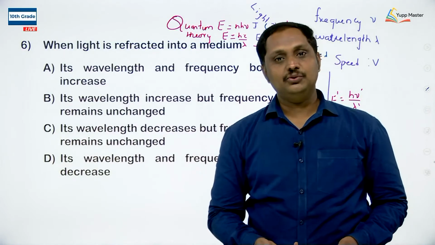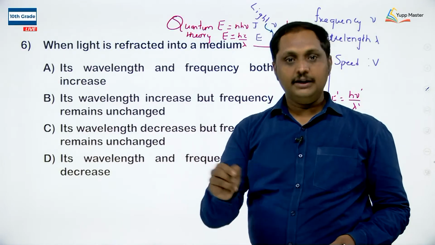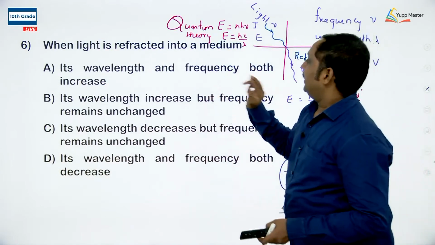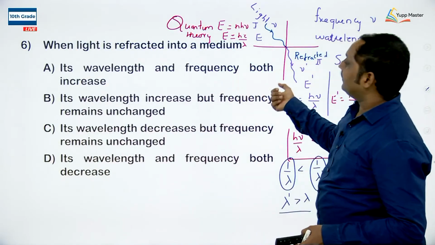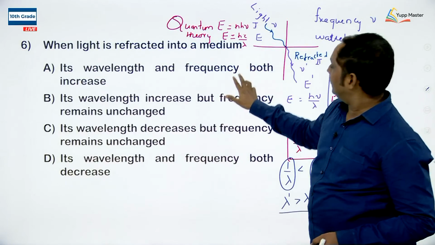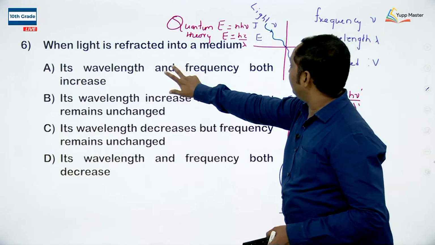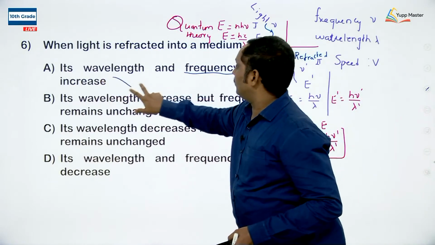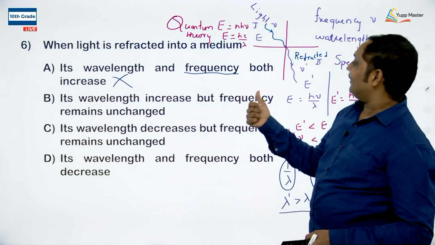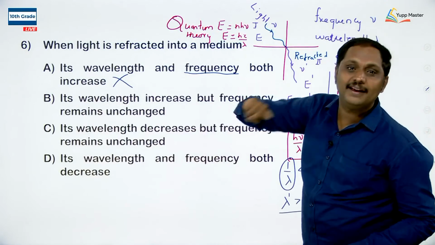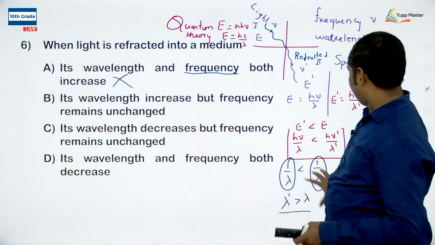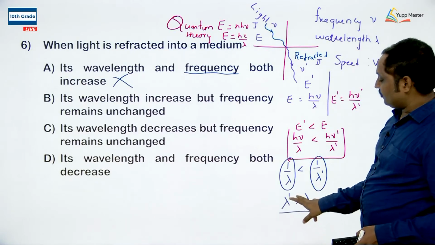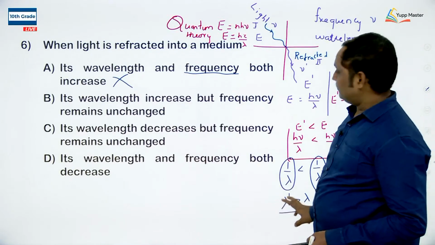Whatever number of options they give you, among all the options you will choose the correct option. Its wavelength and frequency both increase: it is not correct because frequency does not change, so it is wrong. Its wavelength increases but frequency remains unchanged. Please have a look. Its wavelength increases, so lambda dash is going to be greater than lambda.